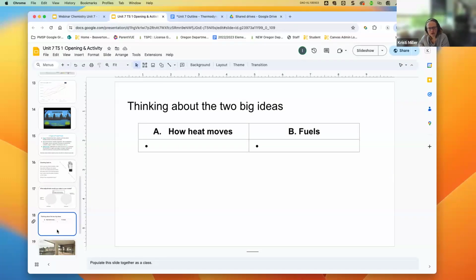And then come back to the two big ideas. How does heat move? What do we know about fuels? Kind of thinking about those side by side. They feel like different things, but are they connected? That's what we want them to think about.